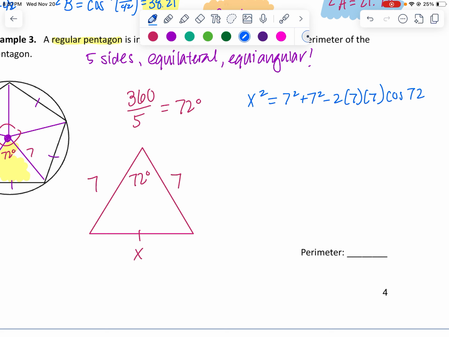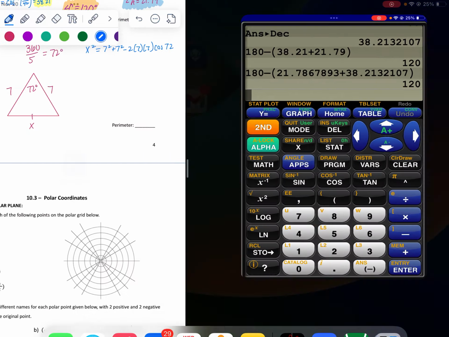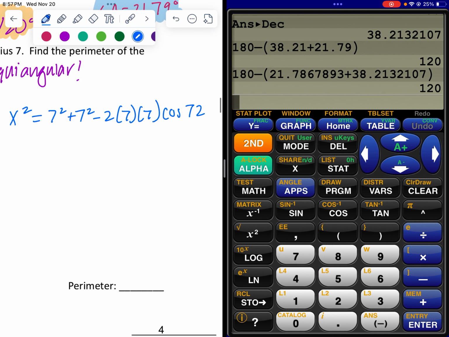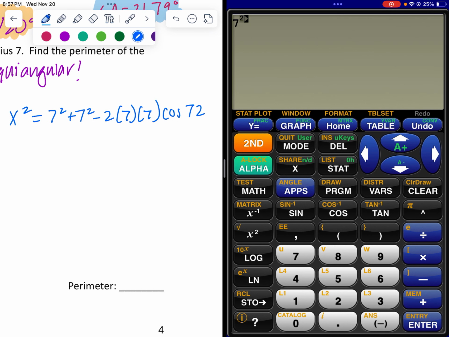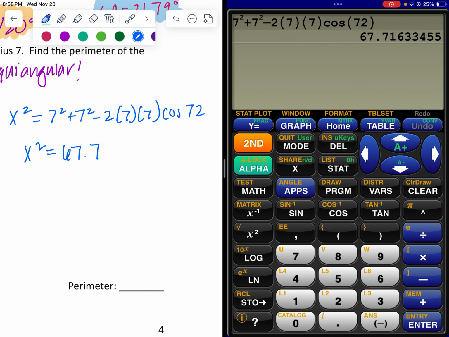Okay, I'm actually going to plug this right into my calculator. So let's pull that out. I'm going to type in 7 squared plus 7 squared minus 2 times 7 times 7 times cosine of 72. And that gives me a value of, let's say, x squared is equal to 67.7. I say that because I want to make sure that I'm not dealing with any rounding errors.